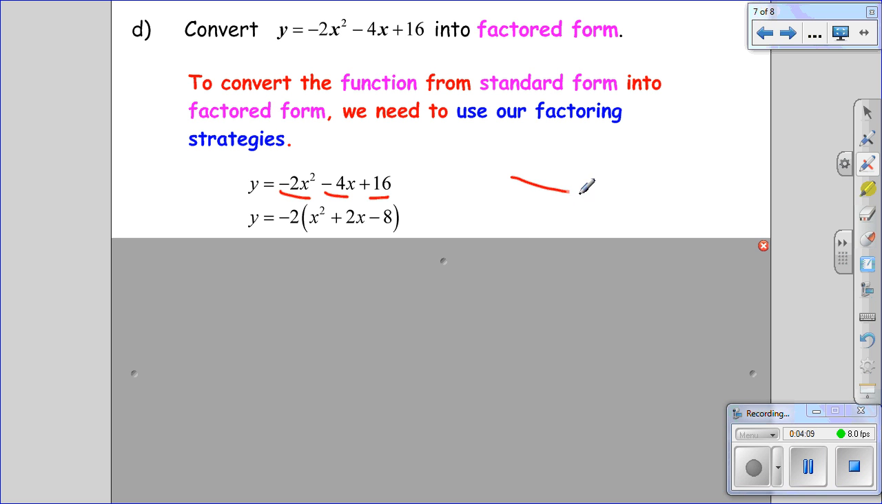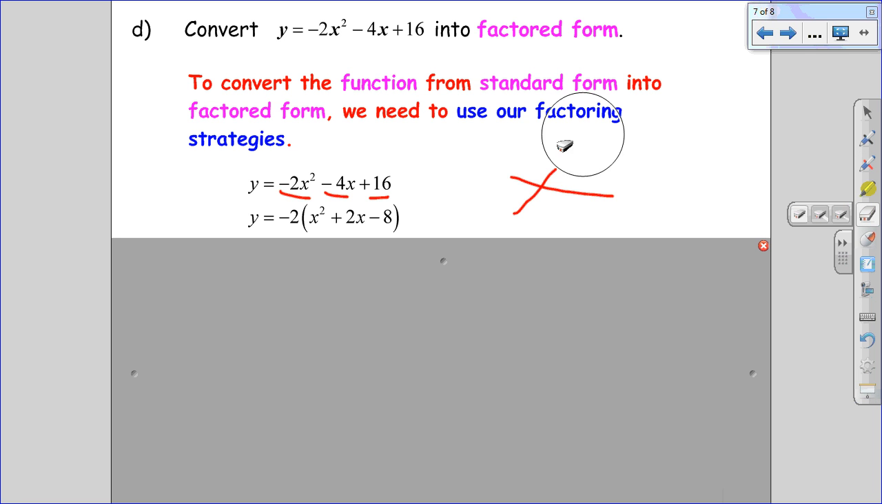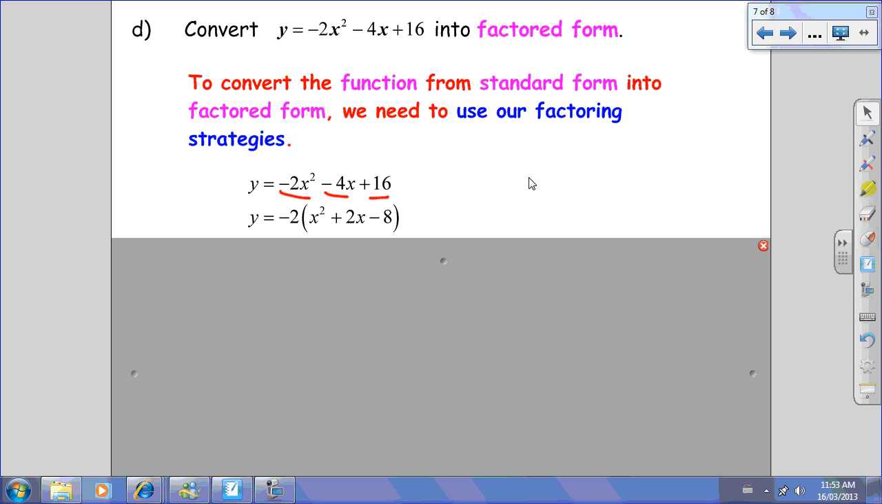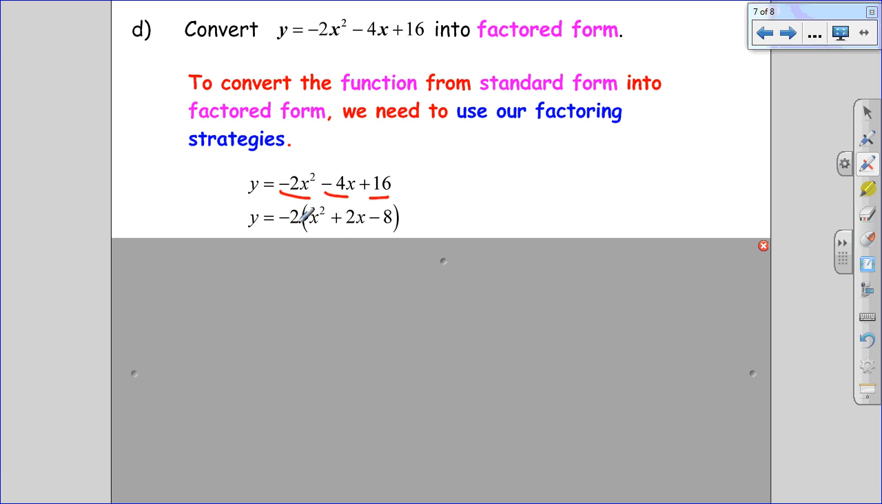At this point in time, I have 3 terms. I have 3 choices for factoring when I have 3 terms. I can look for a perfect square trinomial, which I can see doesn't happen because I need 2 positive perfect squares, and I don't have that. And then I look for a simple or a complex trinomial. Since the coefficient of x squared is a 1, I know I have a simple trinomial.